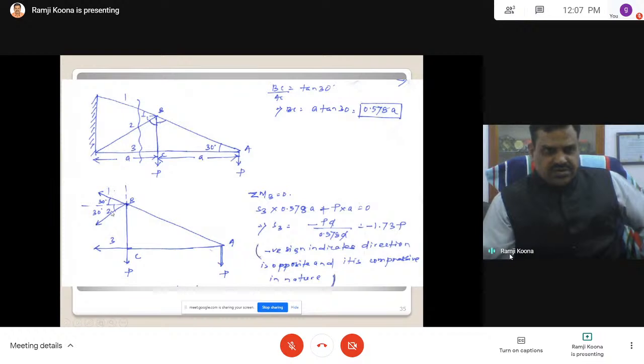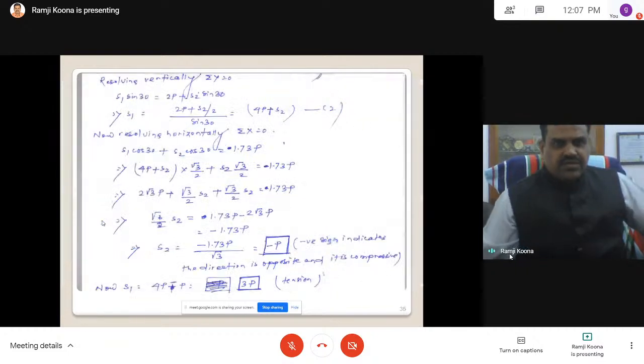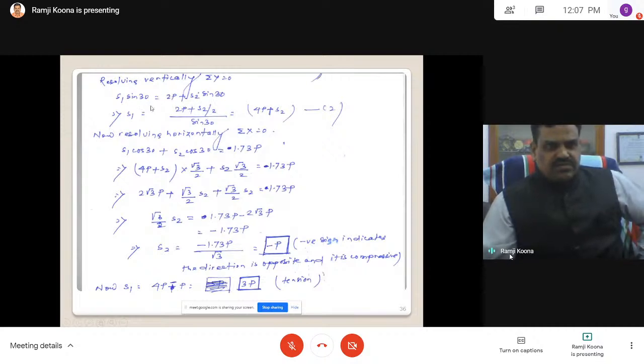These two are downwards, it is upwards and it is downwards. 2P plus S2 sin 30 is equal to S1 sin 30. That is the equation. P is a known quantity, and by this time S2 is known, and S1 you can substitute whatever is known, and then ΣFx = 0.